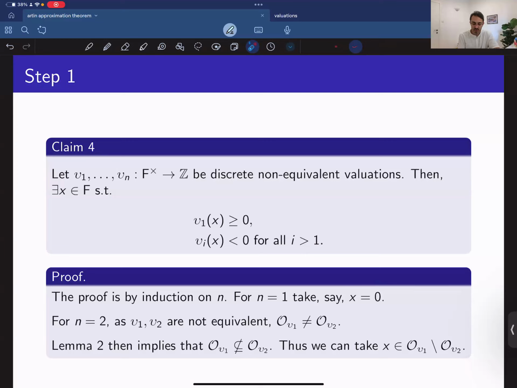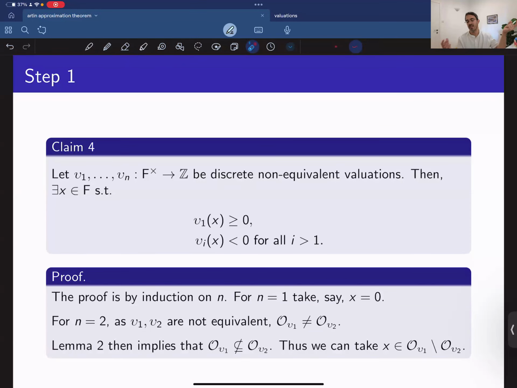So for n equals 2, since v1 and v2 are not equivalent per assumption, we have that the valuation rings are different. That's essentially the definition of valuation ring. It's not a definition, but if you recall, we proved that there is a bijection between congruence classes of valuations and valuation rings. So the fact that these two don't sit in the same class is equivalent to these two valuation rings not being equal. But the fact that they are not equal usually won't mean much.